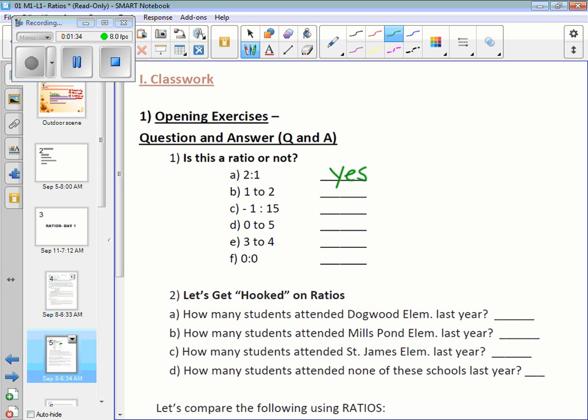1 to 2. Gabriella, 1 to 2, Gabs. Yeah. How many agree? Yes. I agree. -1 to 15. Why no? Right. Neither number can be negative. -1 will not work, so we're going to put down no for that.